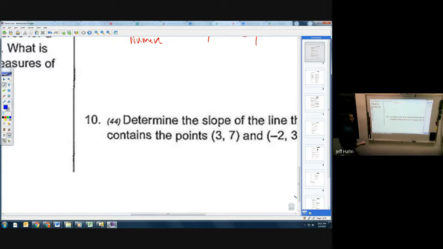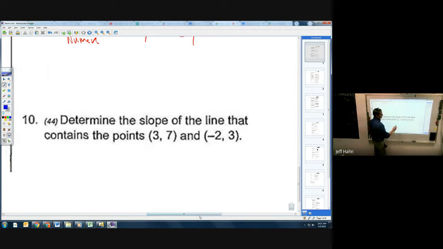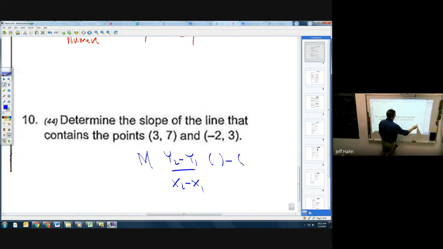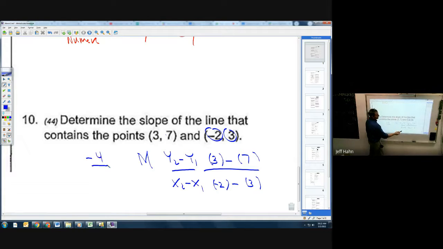Oh, number 10? Yeah, number 10. I would just do the slope part. Yeah, y2 minus y1 over x2 minus x1. It just looks like this. y2 minus y1 over x2 minus x1. 3 minus 7 is a negative 4 on top. Negative 2 minus 3 is a negative 5 on the bottom. I'm hoping 4/5 was the answer. Was it? Yeah. You could graph it and count all the squares, but up to you. I would definitely get a piece of something straight.